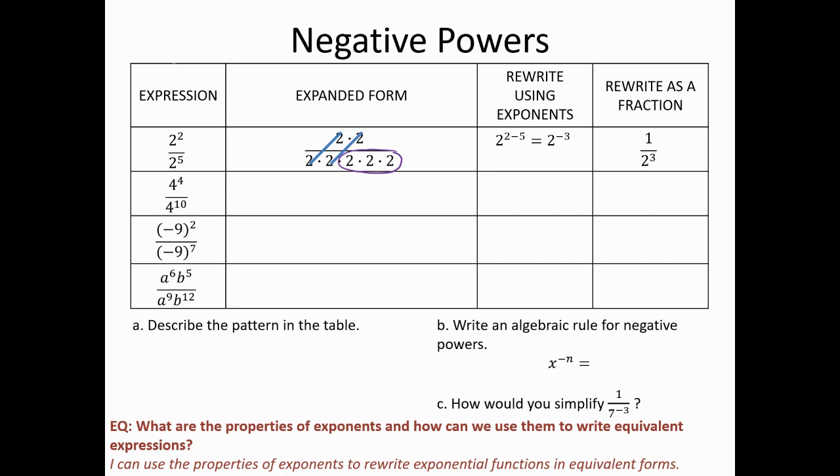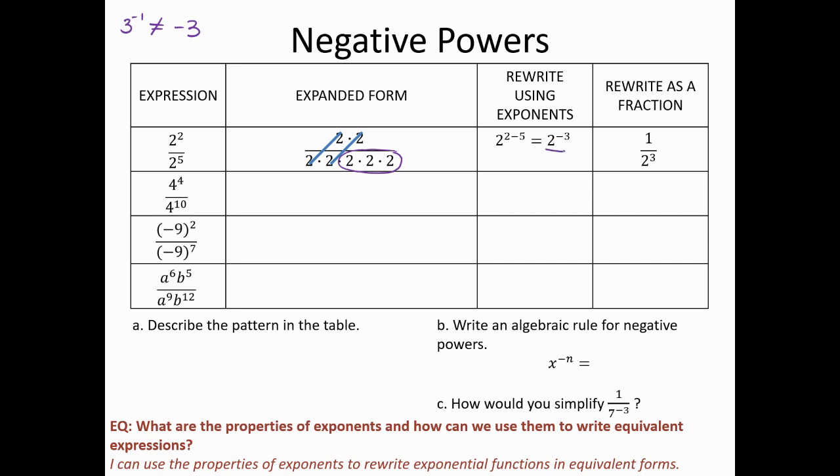So here's what a negative exponent means. First of all, what it does not mean. If I say 3 to the negative 1, that is not the same as saying negative 3. That is not what negative exponents mean. What a negative exponent means, essentially, is a reciprocal situation.